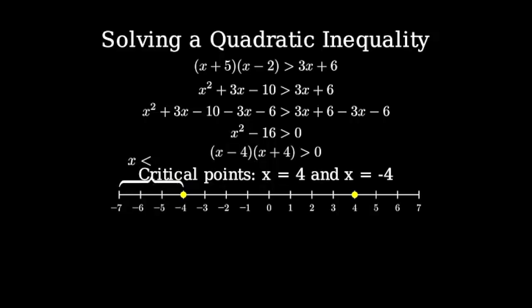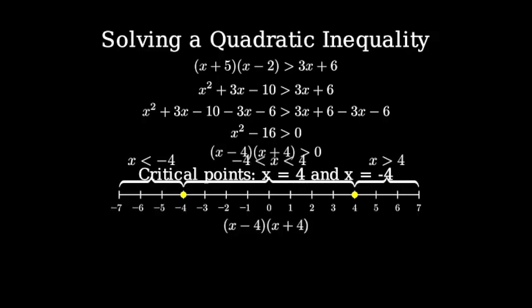We need to test where the expression (x − 4)(x + 4) is positive. Let's analyze the signs. When x is less than −4, say x = −5, both x − 4 and x + 4 are negative. A negative times a negative is positive. When x is between −4 and 4, say x = 0, x − 4 is negative and x + 4 is positive. A negative times a positive is negative. When x is greater than 4, say x = 5, both x − 4 and x + 4 are positive. A positive times a positive is positive.